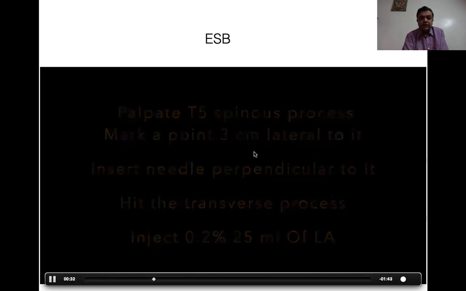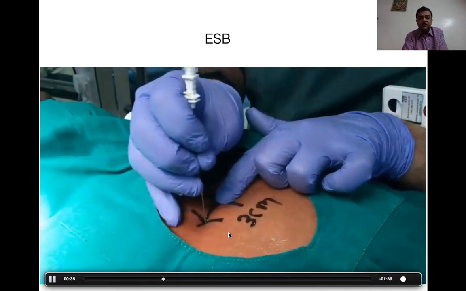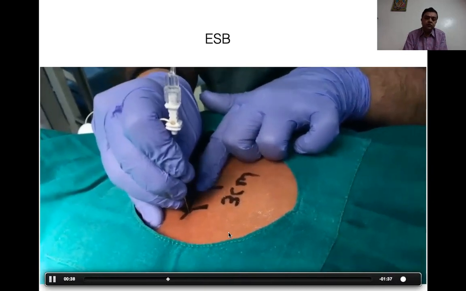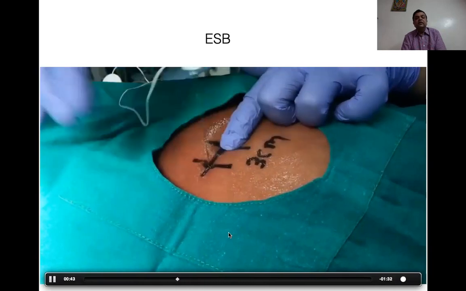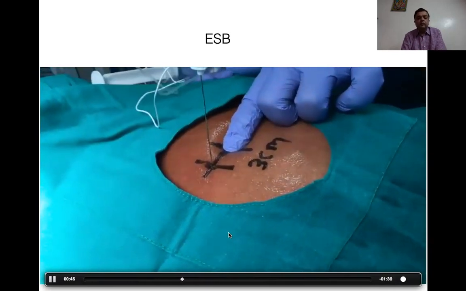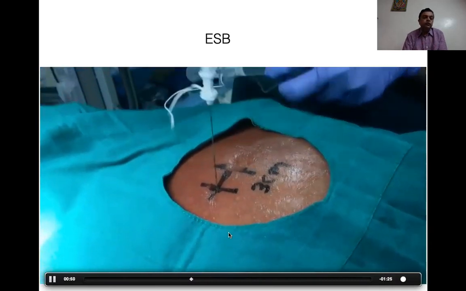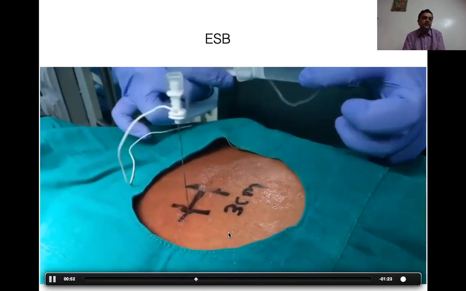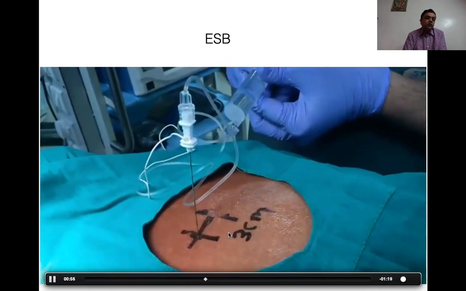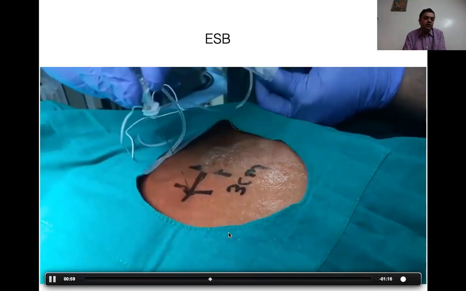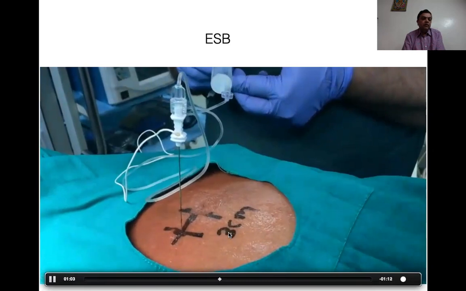So as I said, palpate T5, then go 3 centimeter lateral, insert the needle. Once you hit the transverse process, it is said that through the costotransverse process, the drug will slowly trickle into the paravertebral space and it will give analgesia. It blocks the dorsal root consistently, so you can use it for posterior spine surgery with posterior incision. And it is said that the drug goes and blocks the ventral root also, so you can use it for surgeries like breast surgery, renal surgery, or abdominal surgery also.